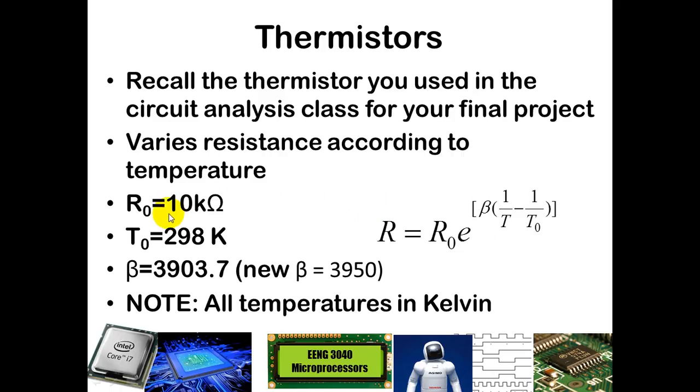In this lab, we will be using a thermistor that has a nominal resistance of 10 kiloohms, and the nominal temperature is 298 Kelvin. Recall that the temperatures in this formula are entered in Kelvin, so you will have to convert from Kelvin to Fahrenheit or Celsius if you want to use another scale. In the circuit analysis class, the beta value for those thermistors was 3903.7. The ones that you're going to be using in this lab have a nominal beta value of 3950.